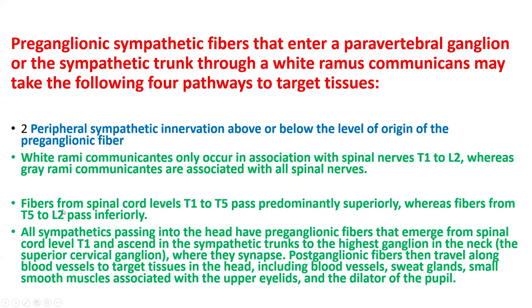It means that usually the fibers from the spinal cord levels T1 till T5 predominantly pass superiorly. It means that they are ascending through the sympathetic trunk. And then it's vice versa. The fibers below, T5 till L2, pass inferiorly. It means that they are descending through this sympathetic trunk.